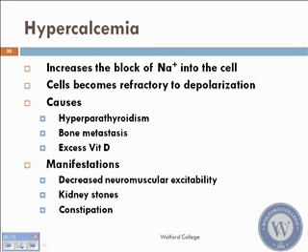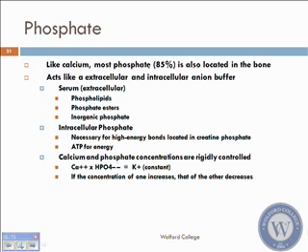Causes of hypercalcemia can be significant, such as hyperparathyroidism. Bone metastasis can also induce this issue, and excessive vitamin D doses can also cause this, although that's exceedingly rare. Manifestations include decreased neuromuscular excitability. The person basically will appear weak. Kidney stones will develop as well because you will start developing calcium urine crystals, and you'll also get severe forms of constipation with this.